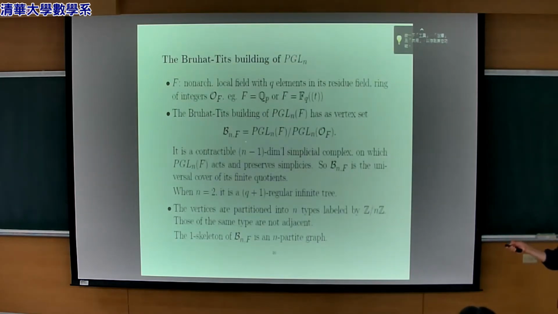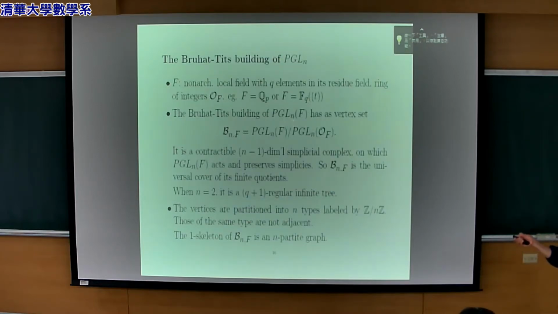Now, because this building itself is contractible, it serves as a universal cover of all finite quotients. When n is equal to 2, this building is the Q+1 regular infinite tree. Okay. So this is the universal cover of the Q+1 regular graph that we talked about before.